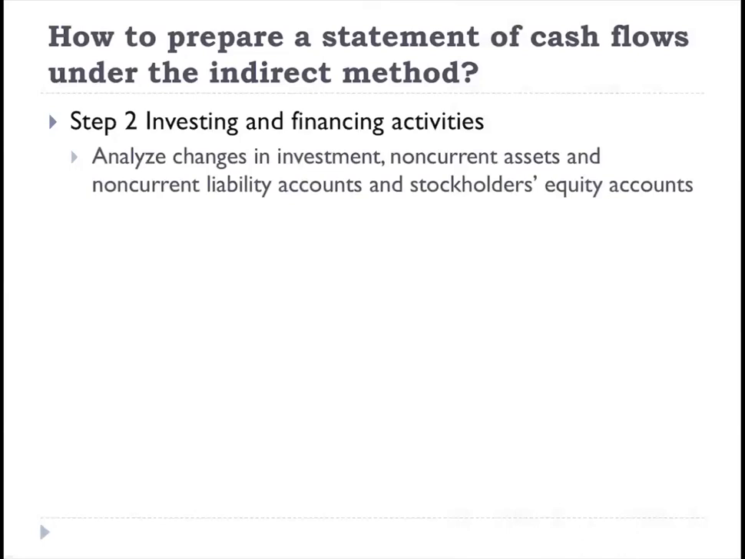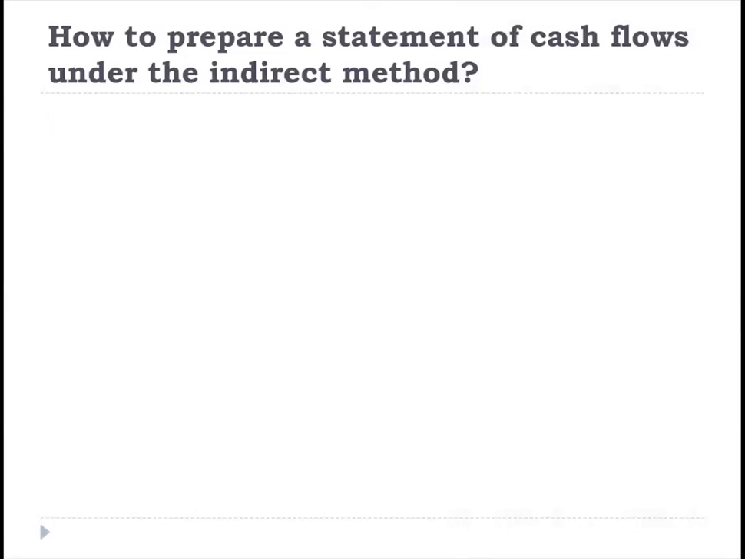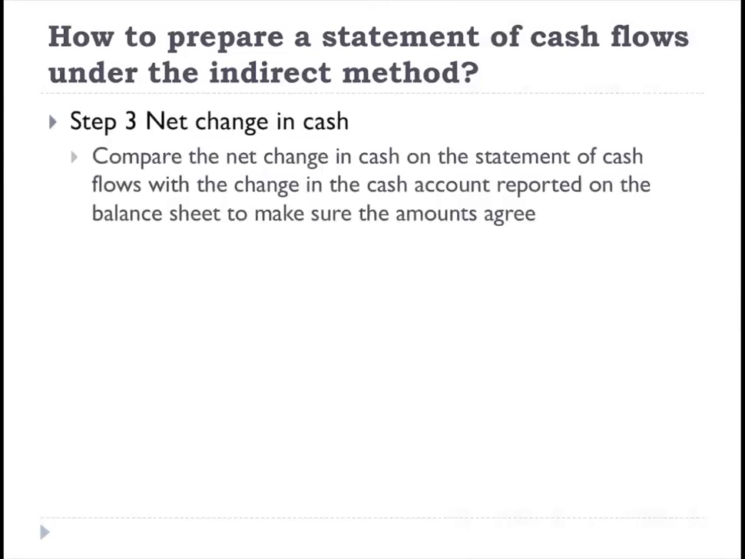And the last step is to calculate the net change in cash, which basically we add the firm's cash flow from operations, cash flow from investing, and cash flow from financing. And then we're going to get the net change in cash of the firm.